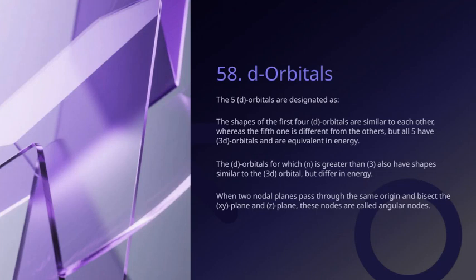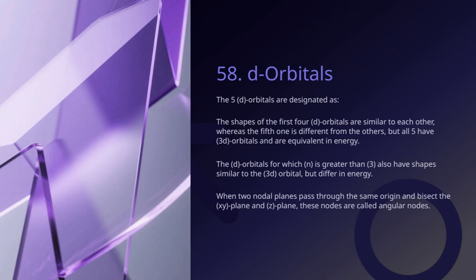When two nodal planes pass through the same origin and bisect both the xy plane and the z plane, we call these angular nodes. These are important because they describe the regions where the probability of finding an electron is 0, and they help define the shape of the orbital.